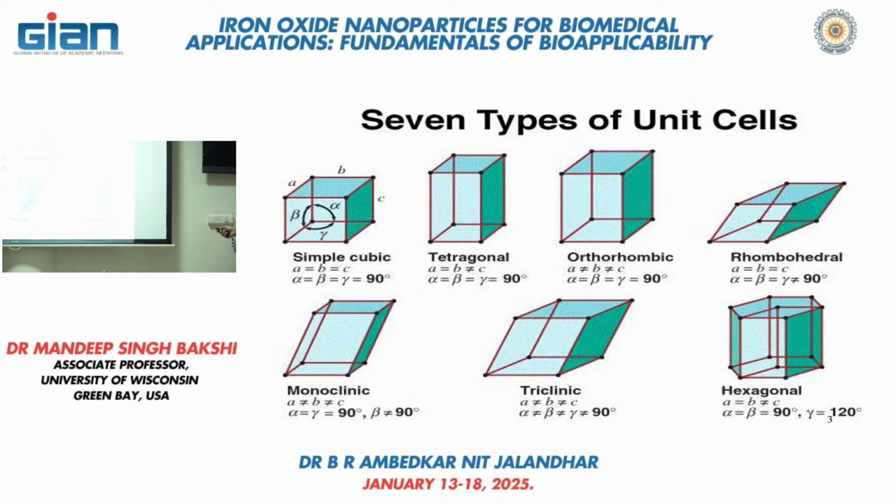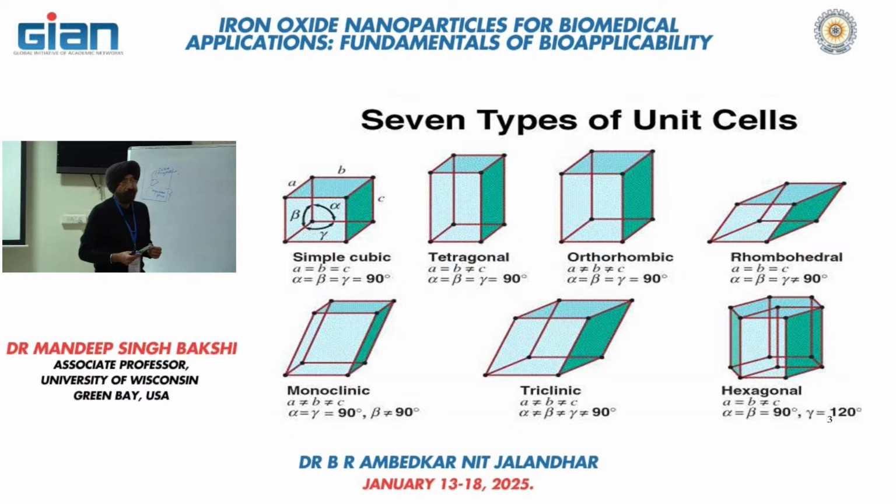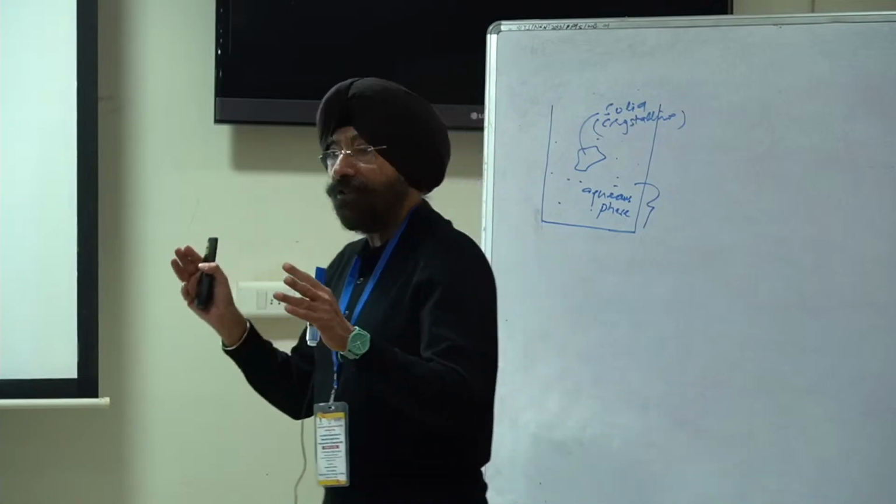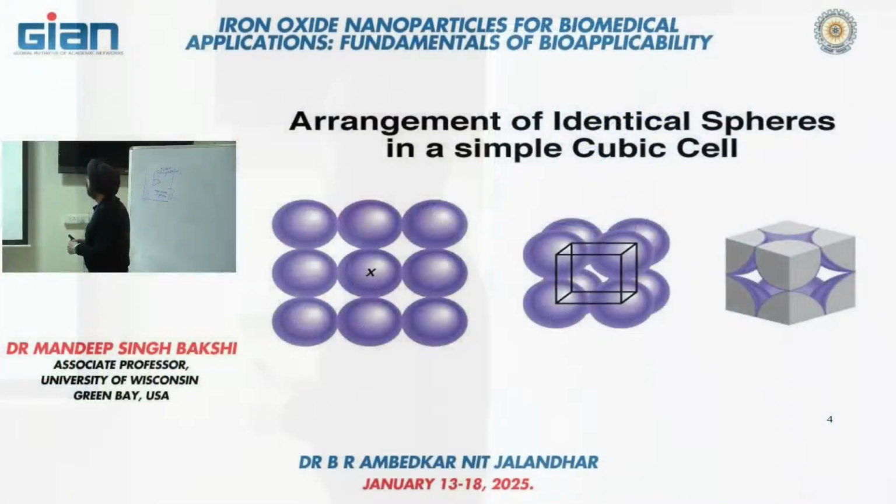These are the characteristic properties: what the edge lengths, or the 3 dimensions of the unit cell, should be, whether they are equal or not, as well as the bond angles for all the 3 sides, and how they vary from one unit cell to another. On the basis of that, we name the unit cell. What is a simple cubic unit cell?